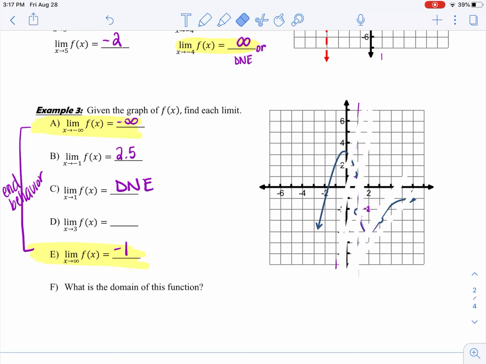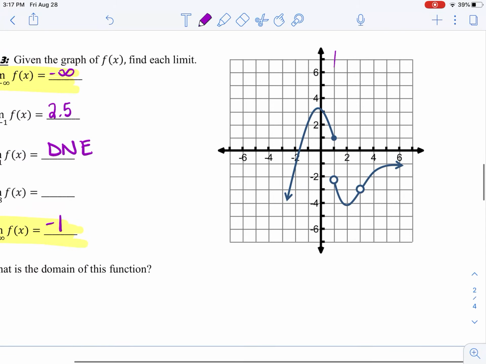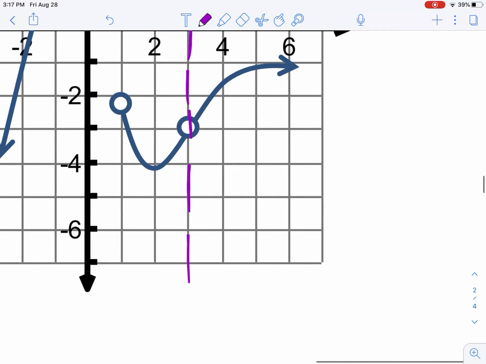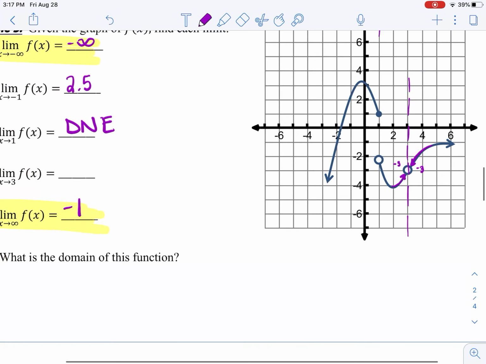All right, last but not least, the limit as x approaches 3, so 3 is right here. Approach 3 from the left. What y value am I approaching? -3. Approach 3 from the right. What y value am I approaching? -3. So the limit does exist, and it is -3.